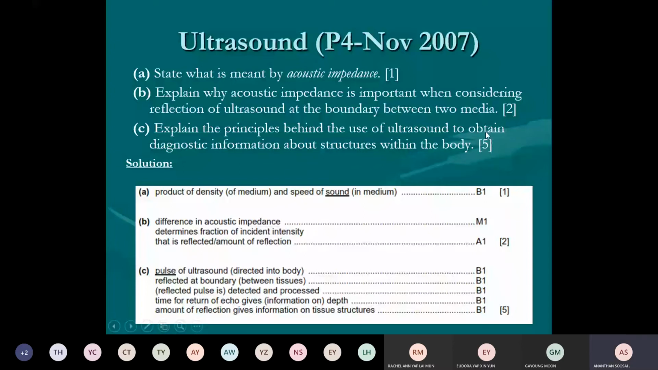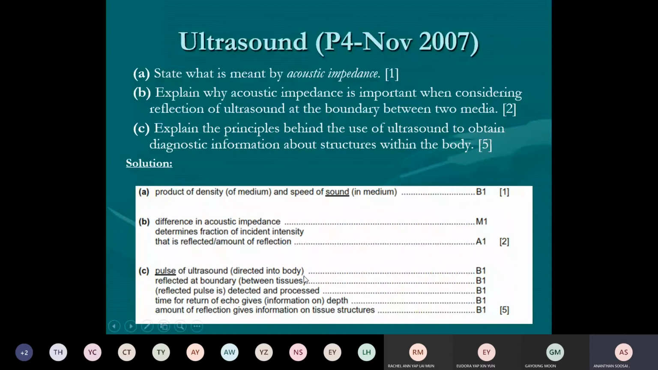Next, explain the principle behind ultrasound. The same 6 marks question, but in this case they give 5 marks. So you repeat back what I told you earlier, the 6 points to remember. Pulse ultrasound is produced and reflected at the boundary. The reflected pulse is detected and processed by the piezoelectric transducer. The time tells the depth of the boundary, and the intensity of reflection tells the nature of the boundary. So the earlier one is better. You have 6 points. Remember that.